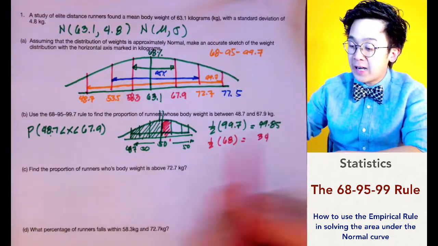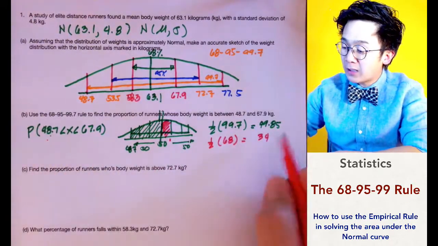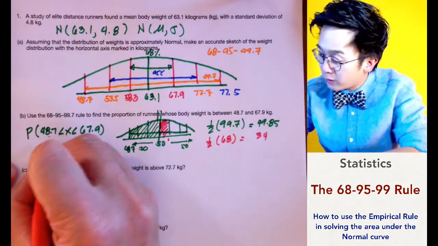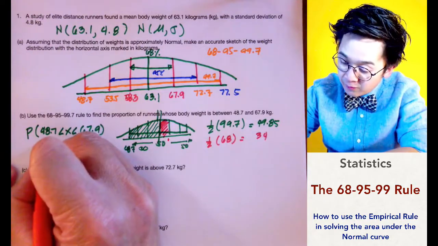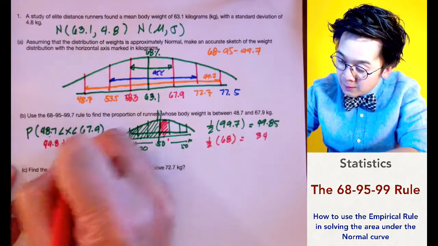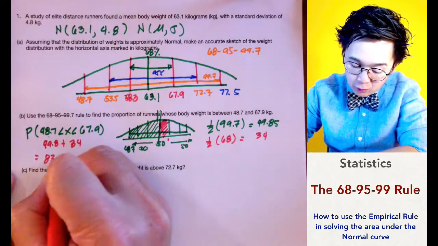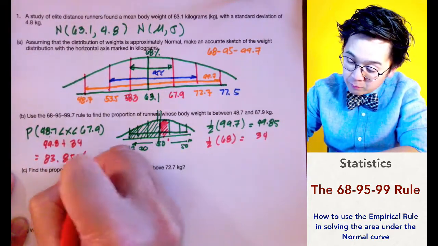So, since kailangan natin yung in-between, ang gagawin lang natin is i-add natin yung dalawang distribution. So, meron tayong 49.85 plus 34. This will equal to 83.85%.